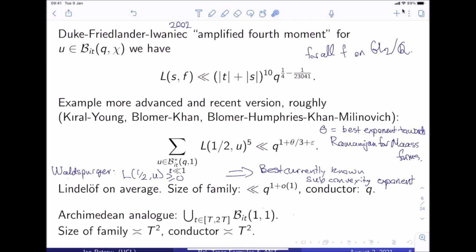Okay, so my goal here is to just show you a much more advanced application of this idea of embedding in a family and then using positivity to get somewhere. The crucial thing here is always playing the size of the family, which shows up on this side in terms of the estimate, off the average conductor of these L-functions. So in this particular family, the size of this family is about Q to the 1 plus epsilon. And then the average conductors are also of size Q.